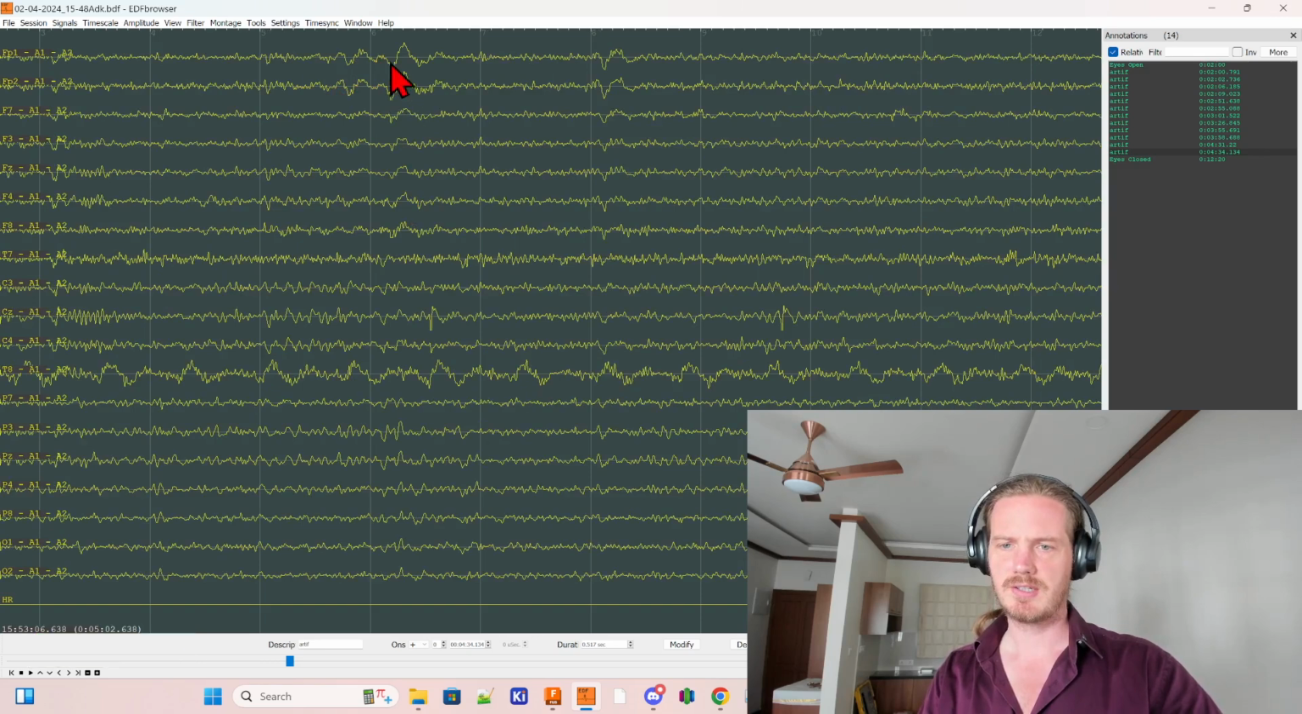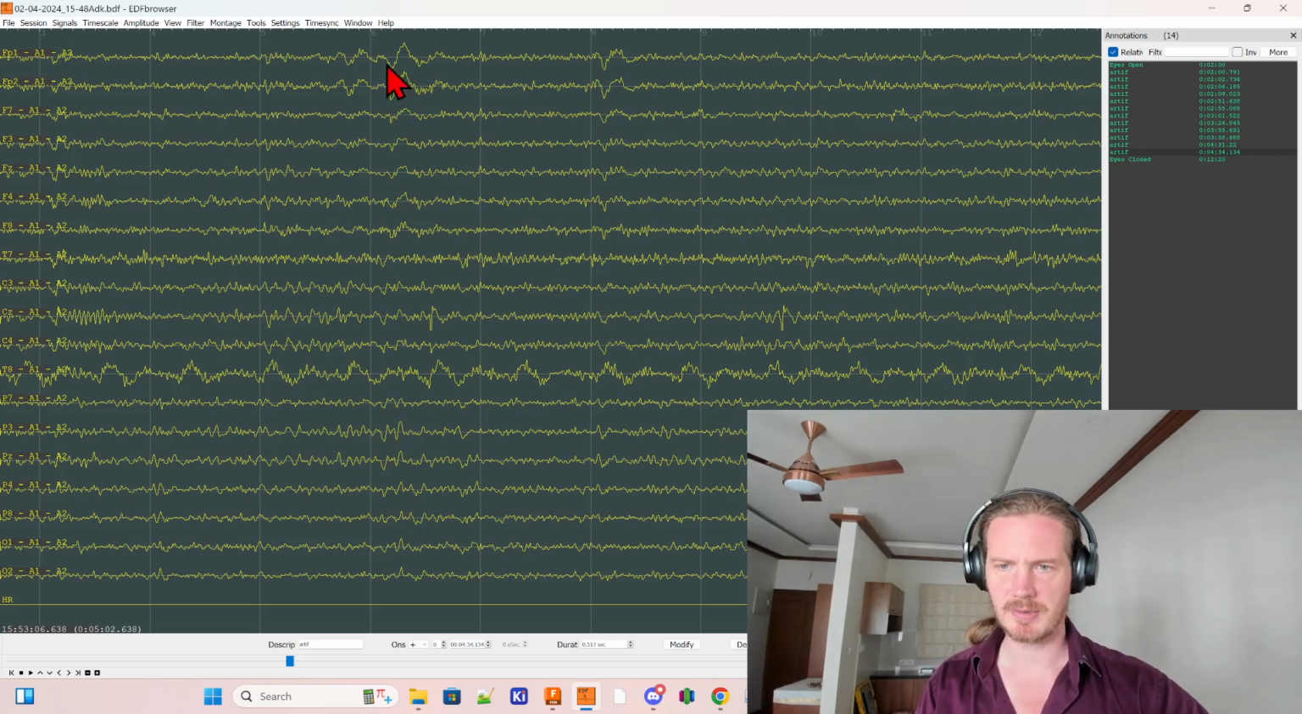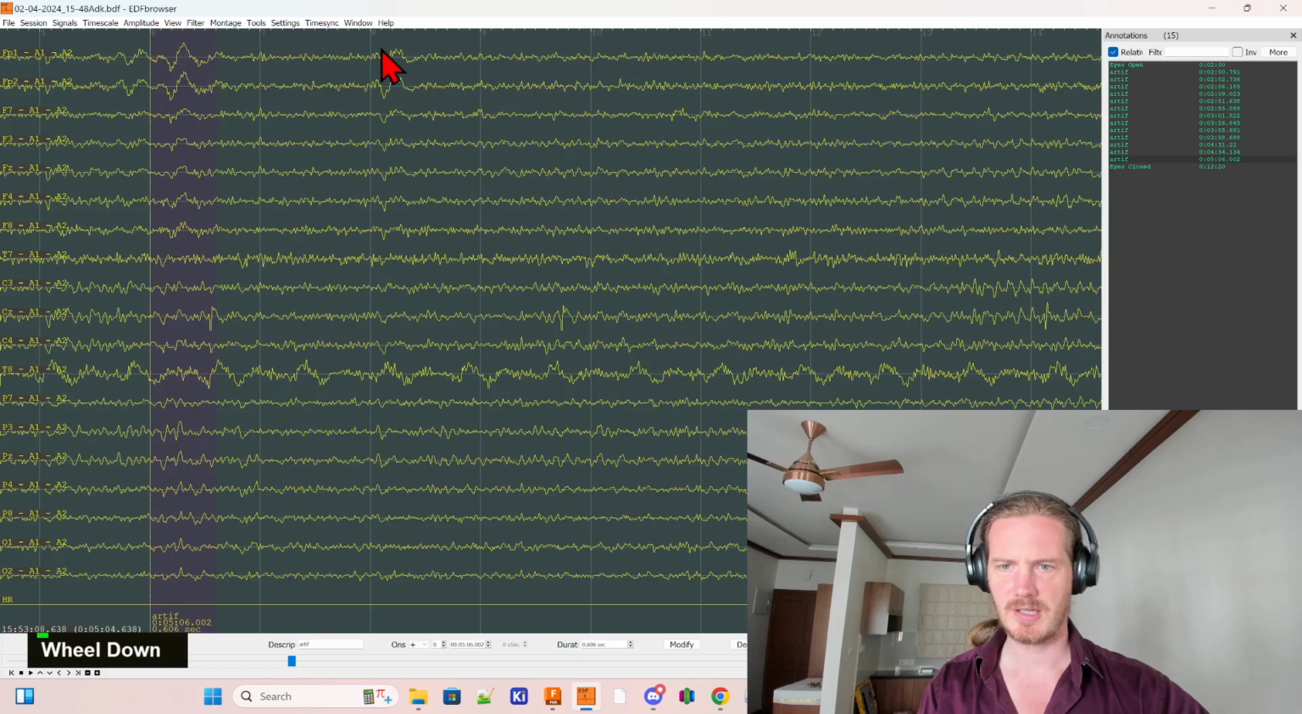Ooh, eye blink. You see, even though this is a very slight eye blink, this is definitely an eye blink because it only happens in the front. It doesn't happen in the rest of the brain. Same as here. This is definitely some eye motion.